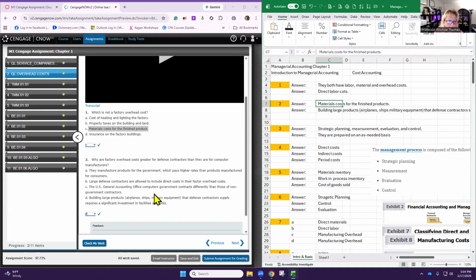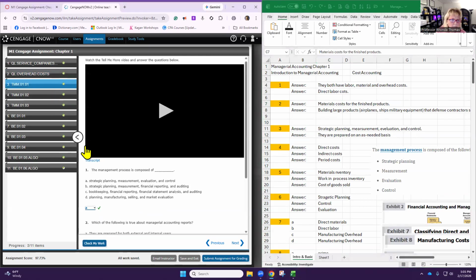Okay. Why are factory manufacturing overhead costs greater for defense contractors than they are for computer manufacturers? Well, if you're going to build big pieces of equipment for defense, it's probably going to take a pretty good sized place. Requires a significant investment in facilities and tools. All right, we're ready for tell me more.